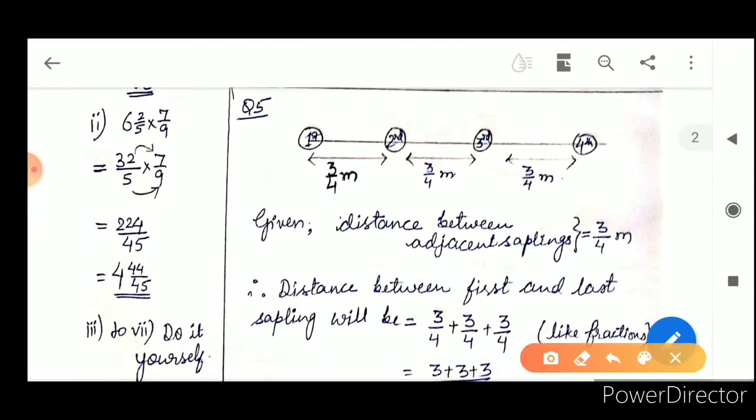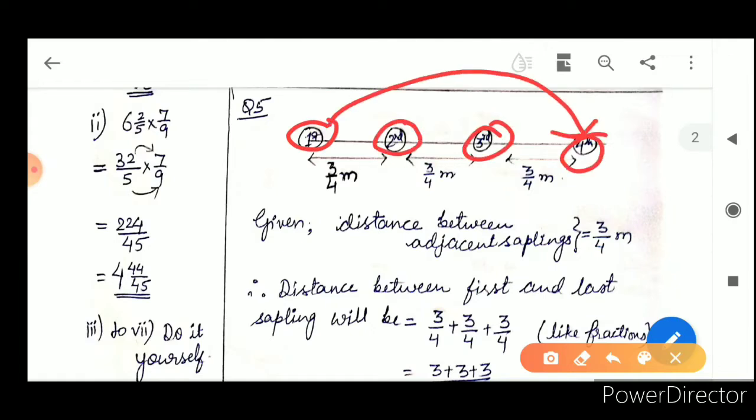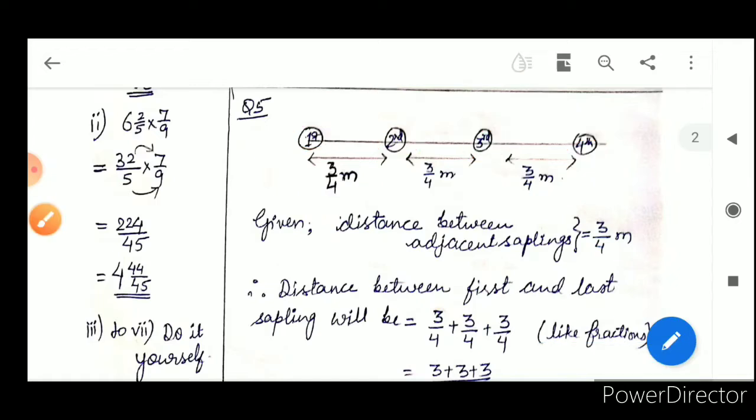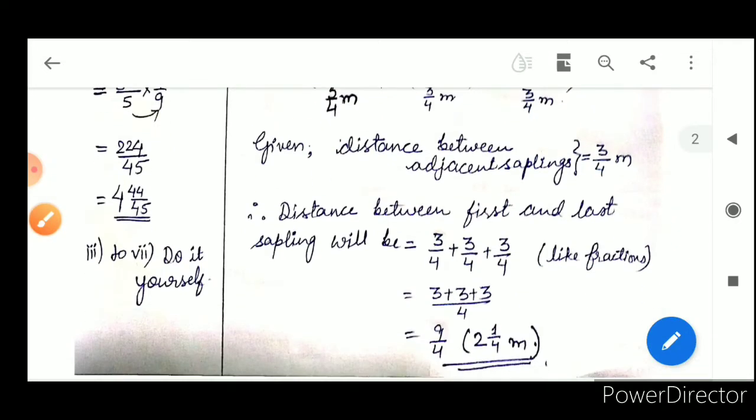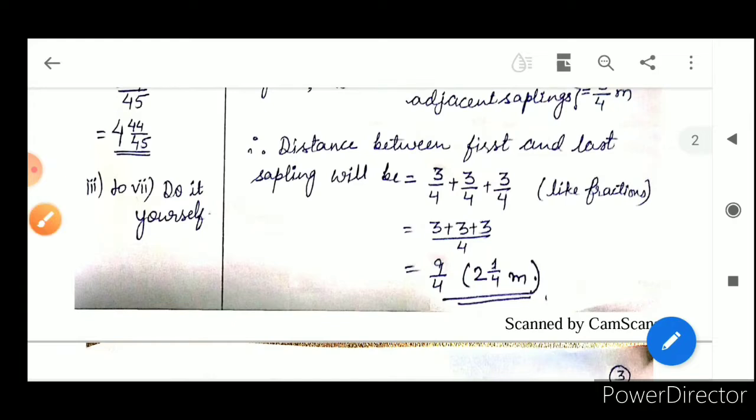Now question number 5 is, here 4 saplings are given and we have to find the distance between the first and the last sapling. The distance between each sapling is 3 by 4 meter. It's a very easy question because the distances are like fractions, that is the denominator is the same, so we will simply add all the fractions and we will get 9 by 4 meter.